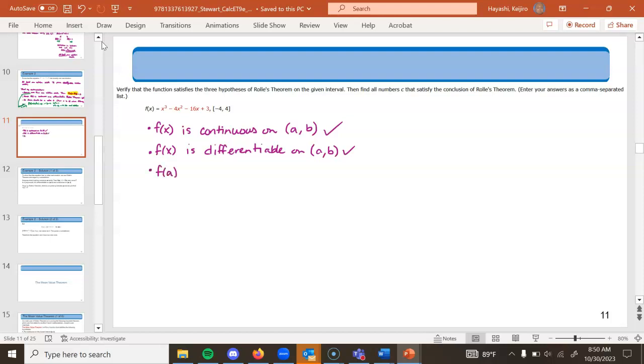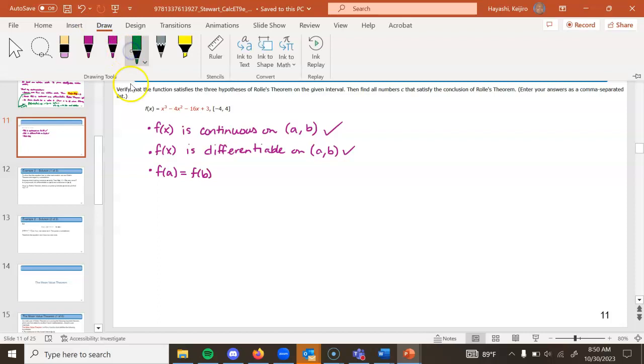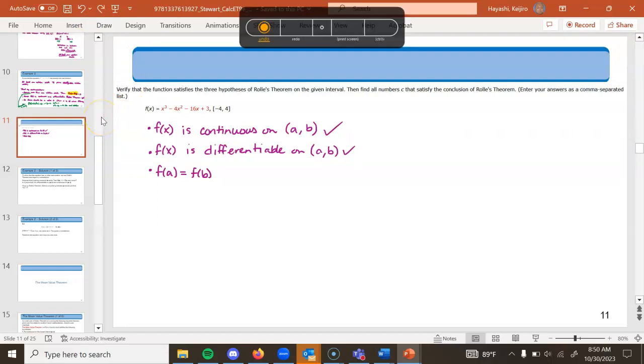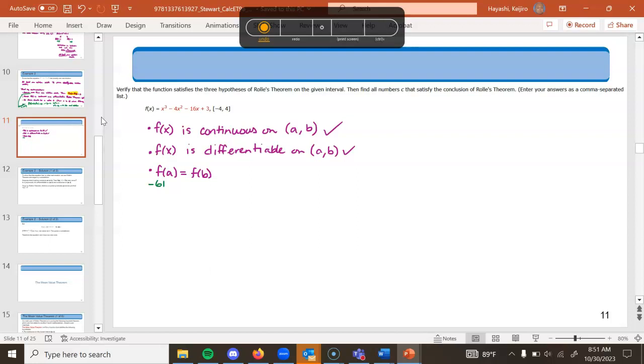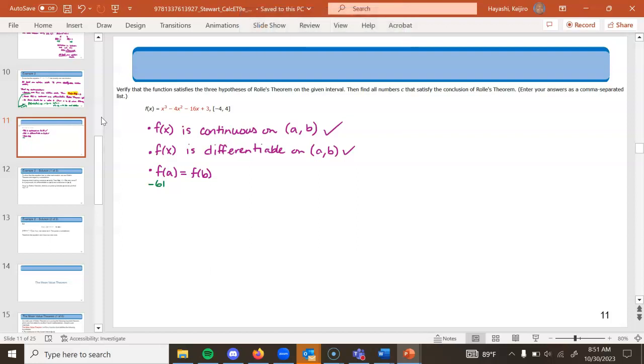And does f of A equal f of B? Well, if we plug in -4, we get -64 minus 64, so -128, plus 64, so -64, plus 3, so -61. And if we go ahead and plug in 4, we get 64 minus 64 minus 64, so -64 plus 3, so also -61.